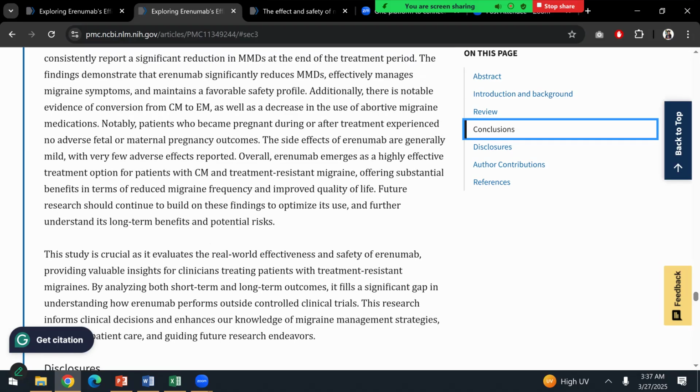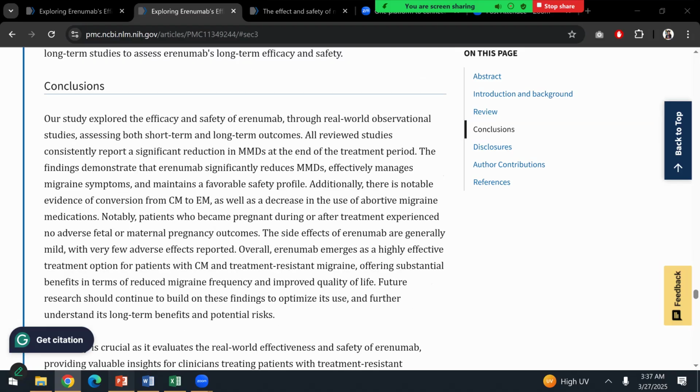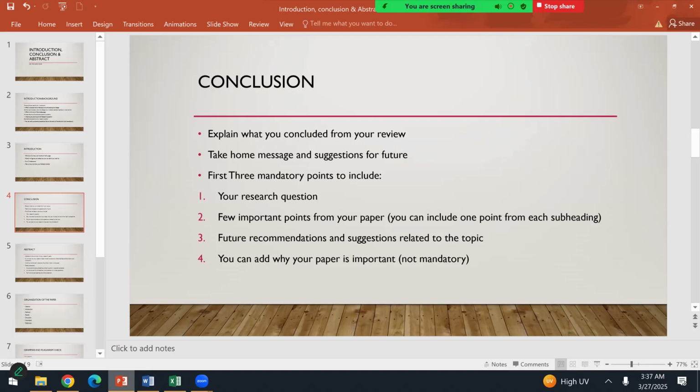And this is just your conclusion section. You put your research question, what you studied in your review, what were the findings of your paper, and what you concluded from your paper, and what are the future recommendations and why your paper is important.